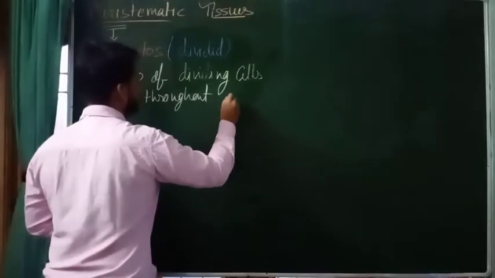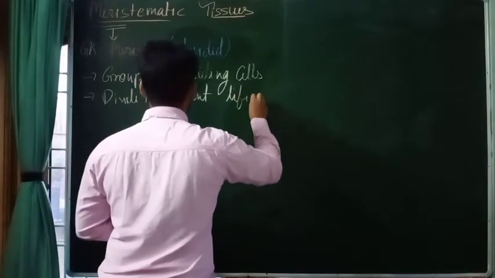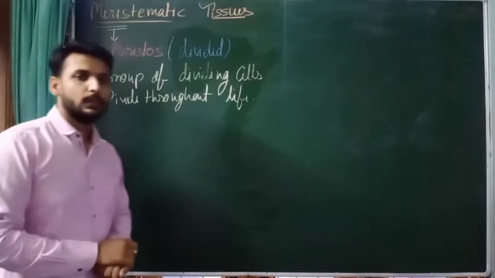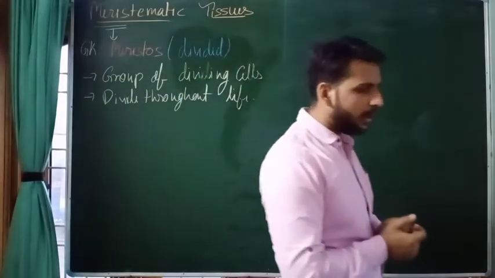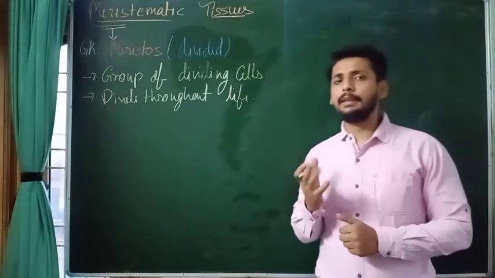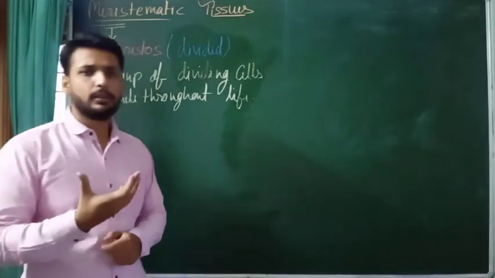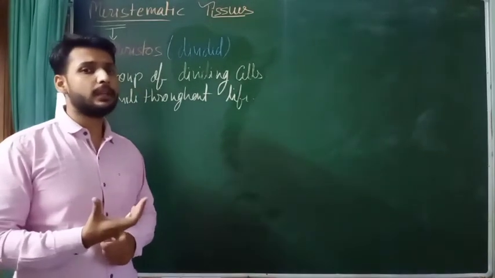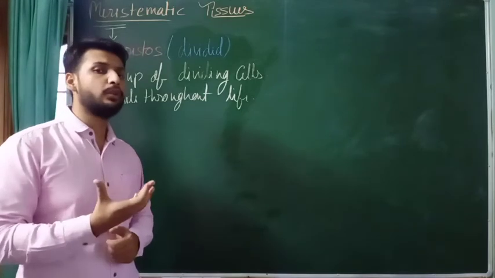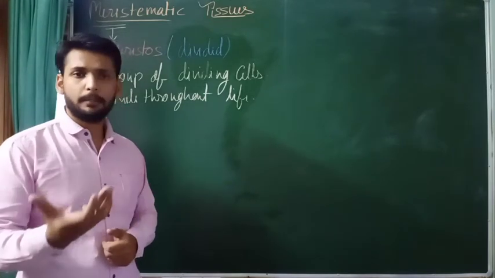So here we can see divide throughout their life. These tissues divide throughout their life, but these tissues are present in certain parts only. So growth is limited to certain parts only, right?